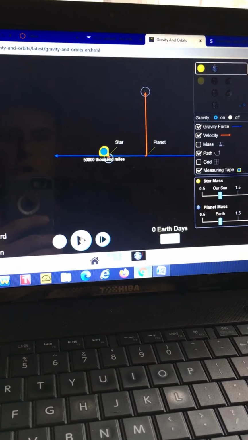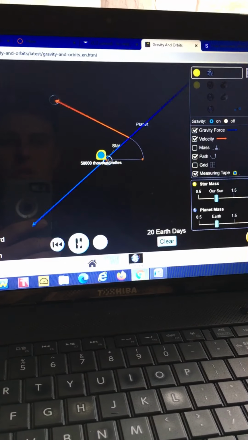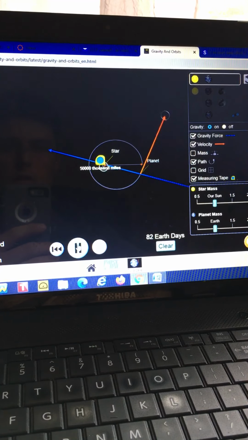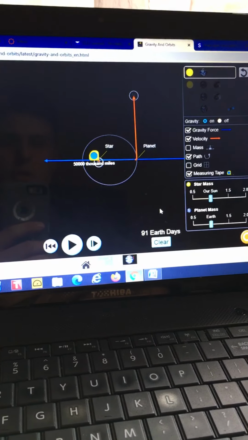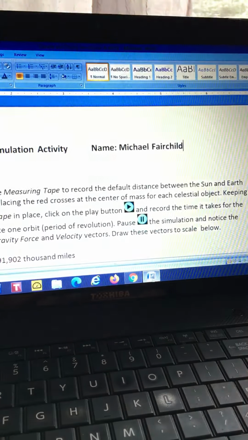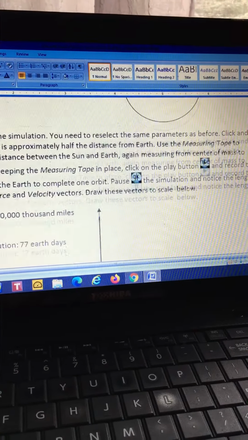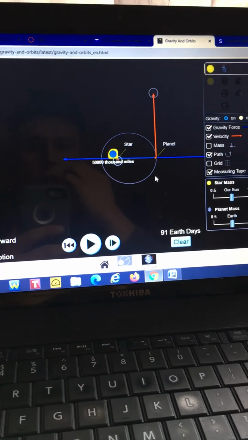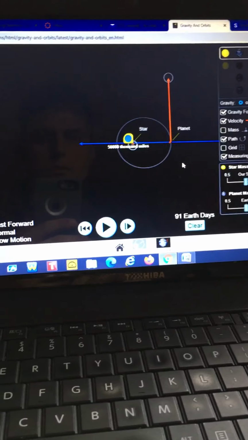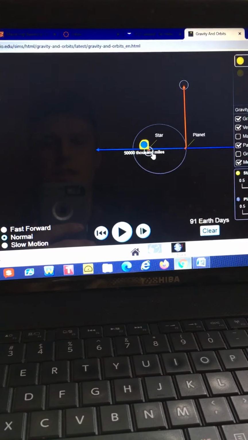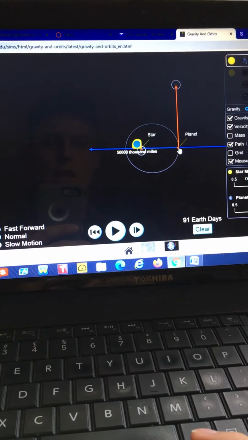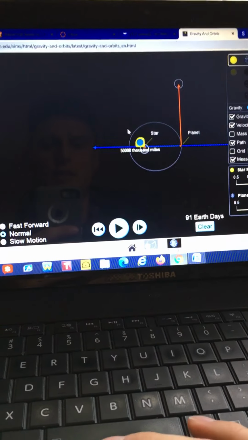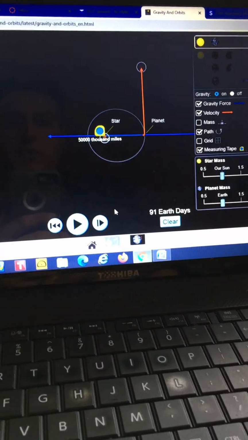Then finding the period of revolution for this one, which is significantly different, more oval shaped. Boom, right there. So about 91 Earth days. I had 77 Earth days earlier, so the distance must be off a little bit from what I had. But obviously, the distance between the object being orbited and the planet orbiting it has a huge effect on the time it takes for the orbit to take place, the period of revolution.